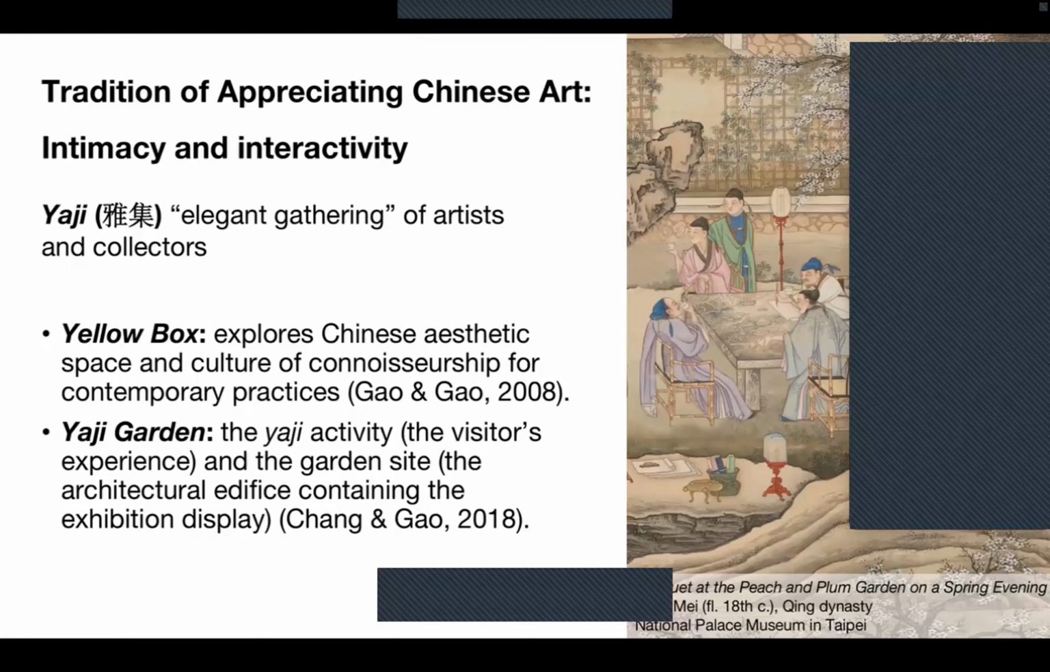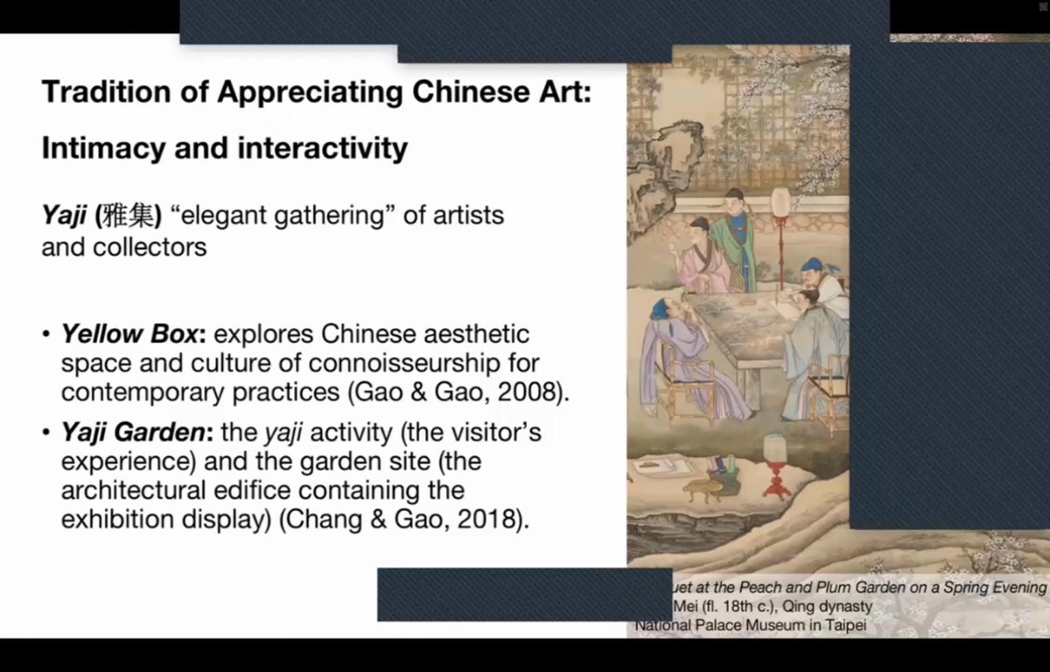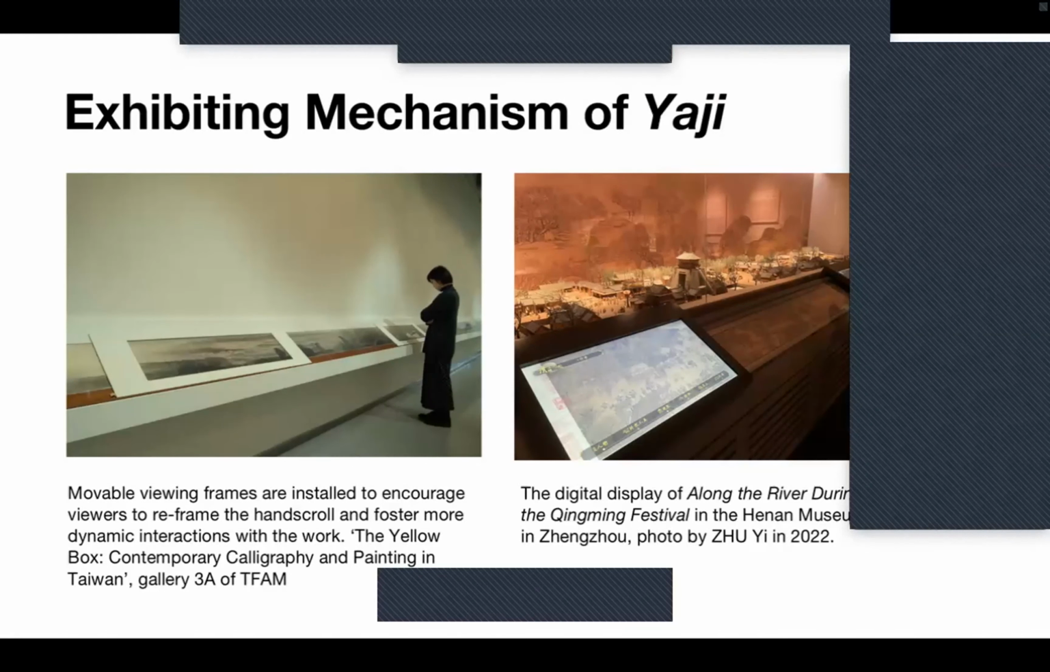For example, the curatorial projects Yellow Box and Yaji Garden aim to explore Chinese aesthetic space and the culture of connoisseurship for contemporary practices. Here, this is the display setting of a scroll painting in the Yellow Box exhibition in Taiwan. Actually, the viewing mode of the scroll is quite unique in Chinese art, which requires the observer to use their arms to unroll the scroll painting slowly and steadily, like a motion picture. So in the Yellow Box exhibition, movable viewing frames are installed to encourage viewers to reframe the hand scroll and foster more dynamic interactions with the work.